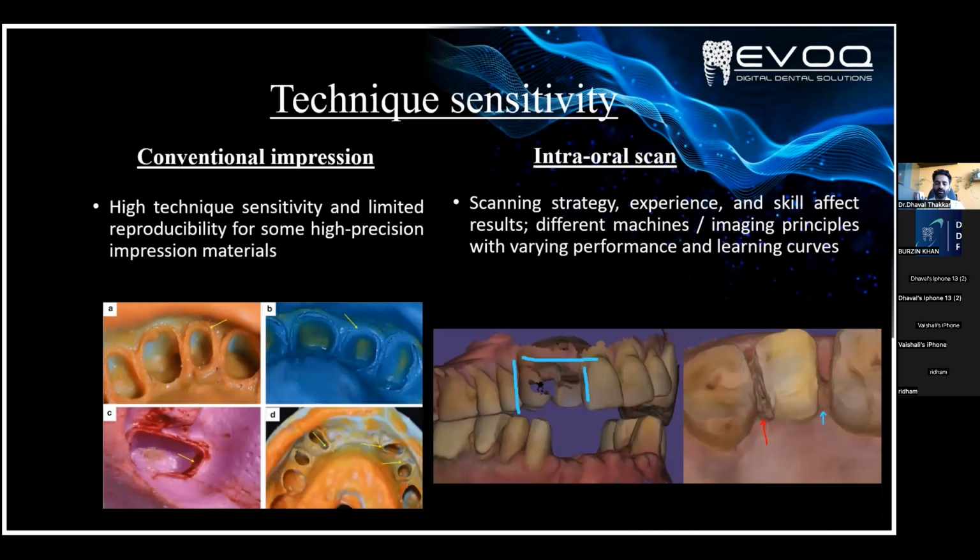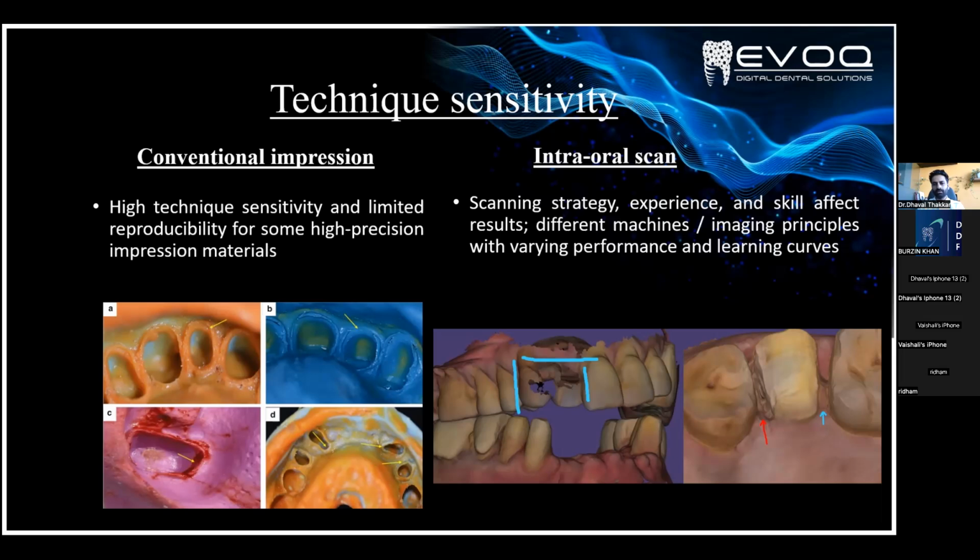So intraoral scanners are also technique sensitive. If an operator is not that skillful, there are certain data loss possibilities in intraoral scanners. But we don't need to repeat the whole scan. In such a condition, we just need to take a particular sectional scan or a particular arch scan or particular bite scan, and the whole data can be corrected in the software as well as in the CAD/CAM software.